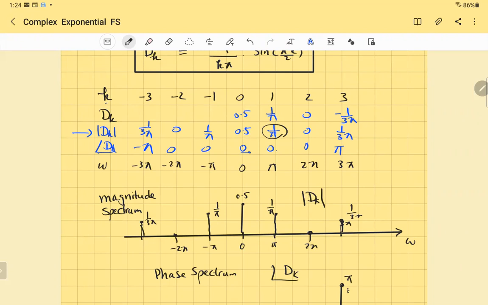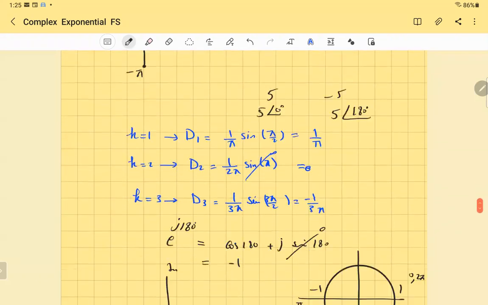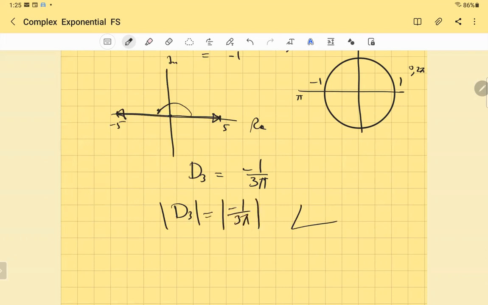And how did we get the value of pi? Using negative 1 over 3 pi, how do we get pi? If you have the value of d3 equal to negative 1 over 3 pi, you're talking about that, right? You have a magnitude and you have an angle. What is the magnitude? What do you do when you get the absolute value?